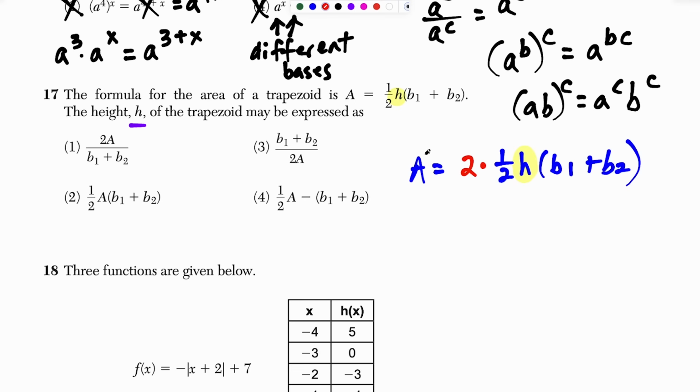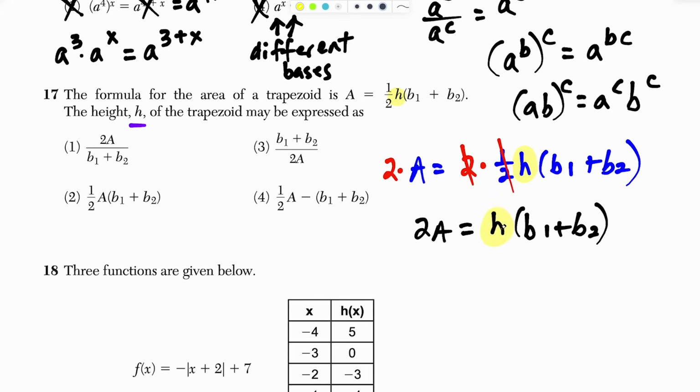So I could say times 2 on the left and the right side. And now 2 times 1/2 cancels out. And in the next line, we would have 2a equals h times (base 1 plus base 2). Now, from here, let me just clean this up a bit. It's tempting when you see parentheses to distribute, but think of what the goal is. The goal is to solve for h.